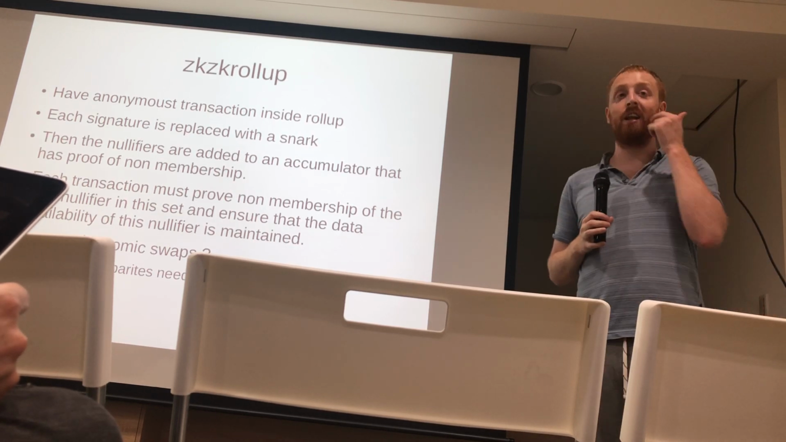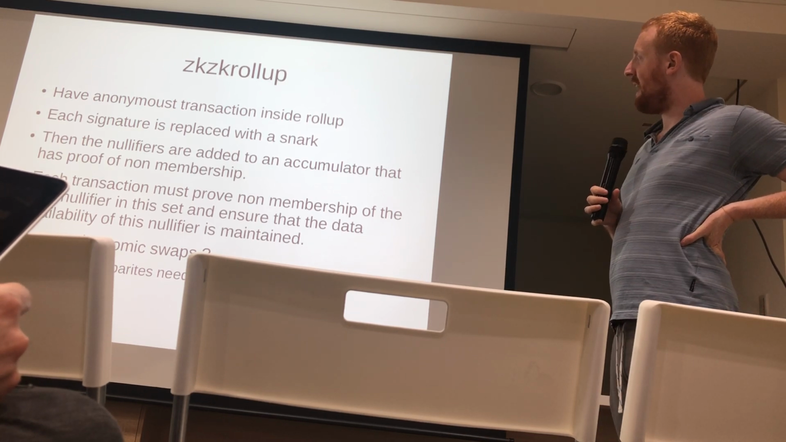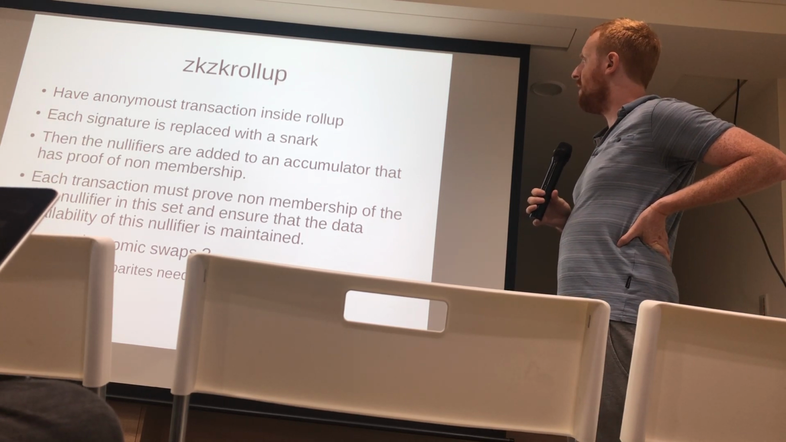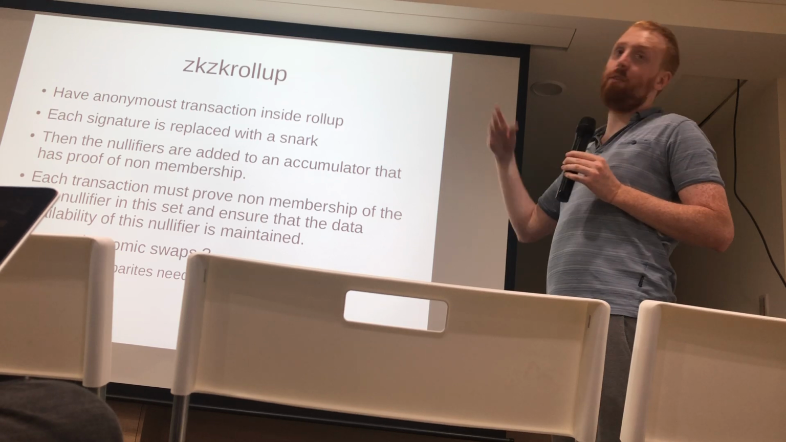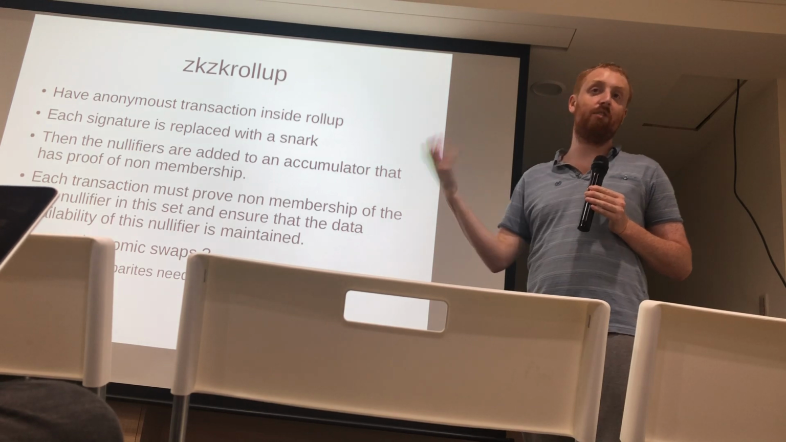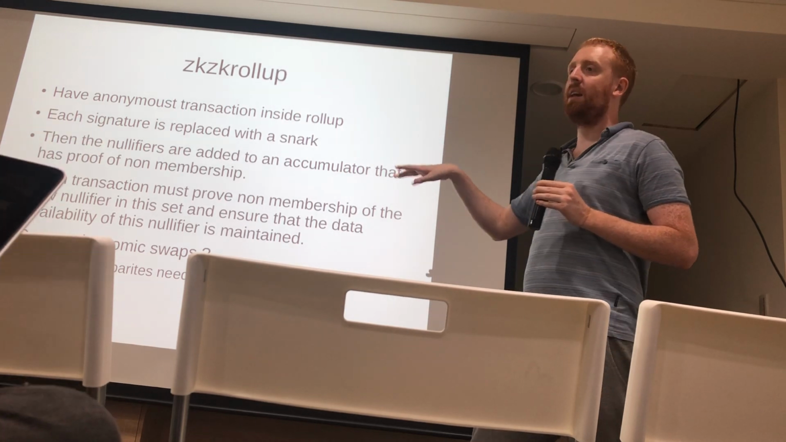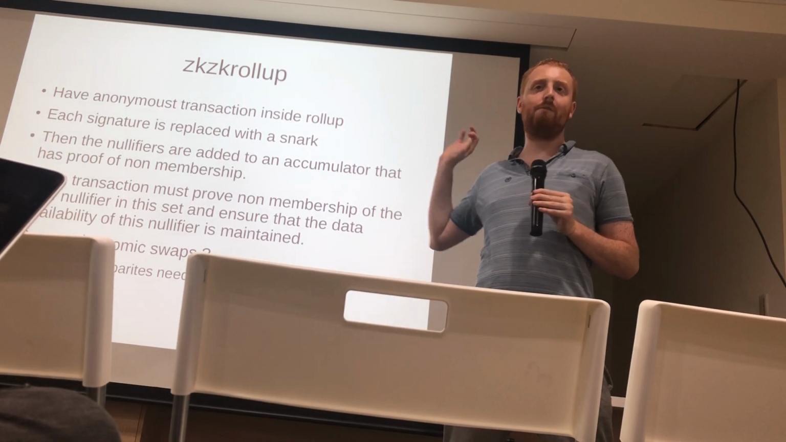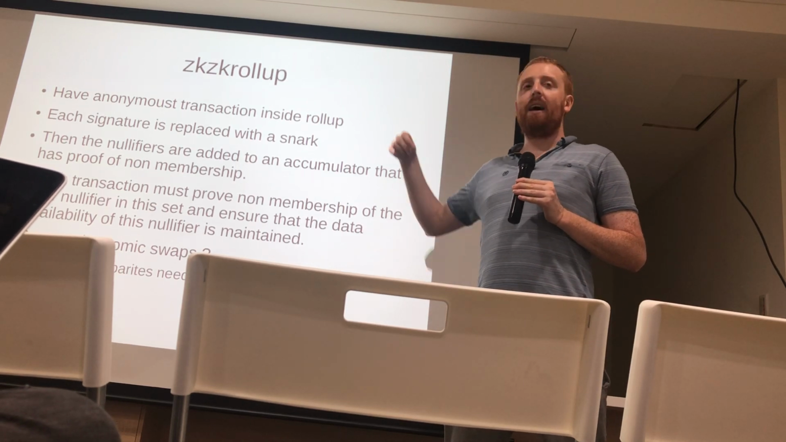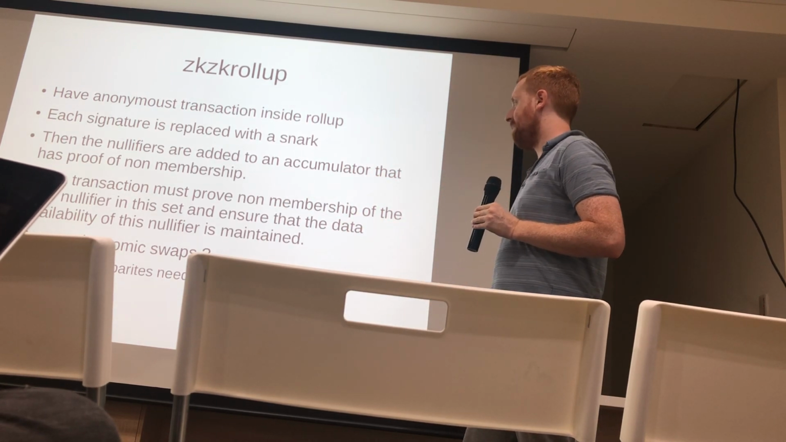Okay, so we can also do the same kind of privacy inside a ZK rollup. I think Vitalik spoke pretty recently about this. Basically we would do the same thing. We would have a snark inside a snark, and we would use the internal snark instead of the signature. Then we would have to do some weird stuff. We would have an accumulator that can do proofs of non-membership, and we would store the nullifier there. Then in order to make a transaction, we would prove that it is not included in the accumulator, and then we would include it in the accumulator, and things like that.